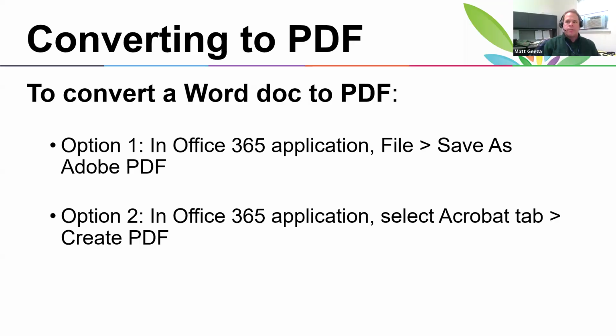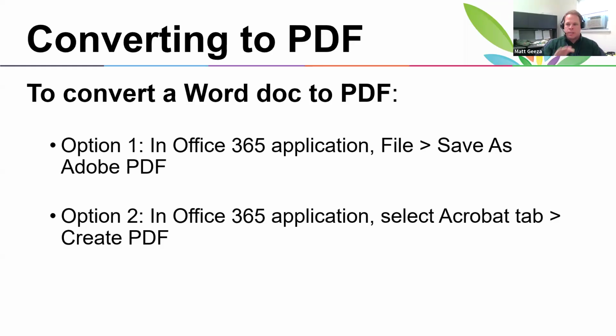In Office 365 applications, there are two ways to do this. One is to go to File and then select Save as Adobe PDF. The other option is if you have Adobe Pro DC installed already, there will be a tab at the top of the Office 365 application that is an Acrobat tab, and you can click on the Acrobat tab, and then there is a button for Create PDF. I'll demonstrate all of this when we get into the second part of the work.